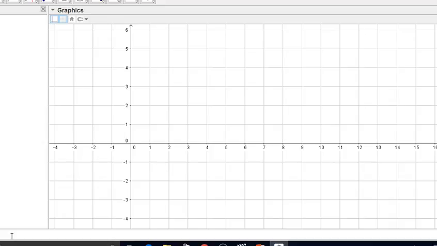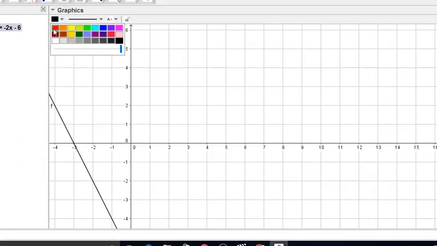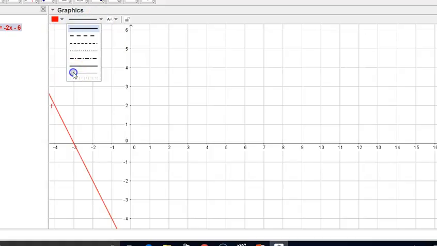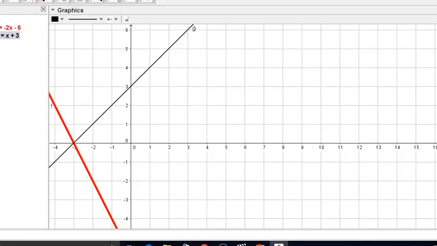I'm going to type in y equals negative 2x minus 6, which was one side, and hit enter. Let's make them different colors. Let's make this red, and make it big so you can see. Then we graph y equals x plus 3, hit enter. We make it blue.